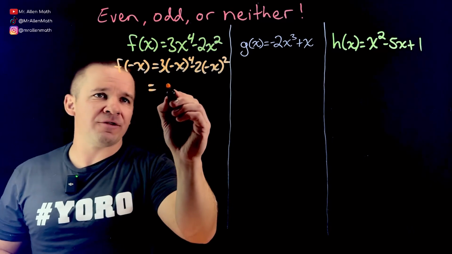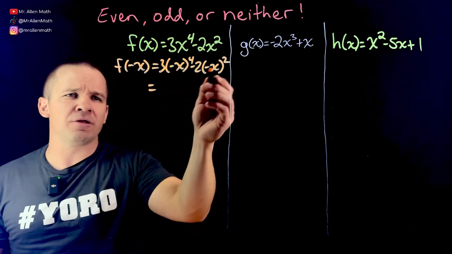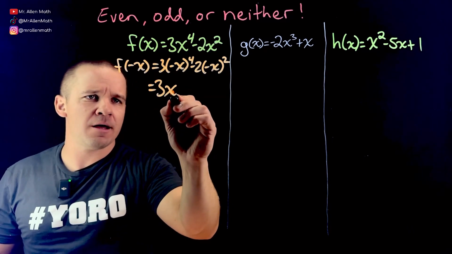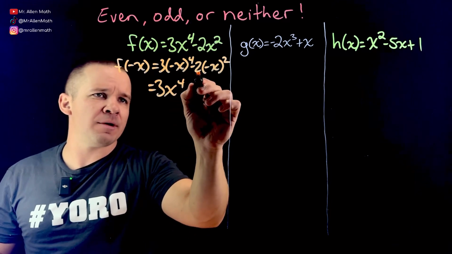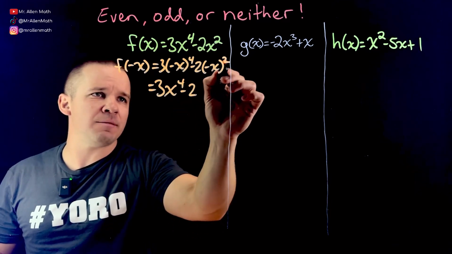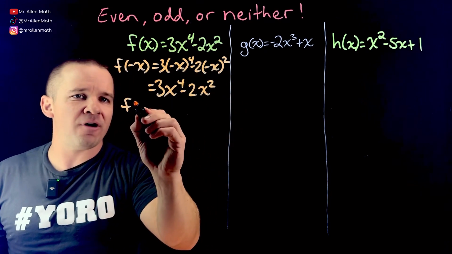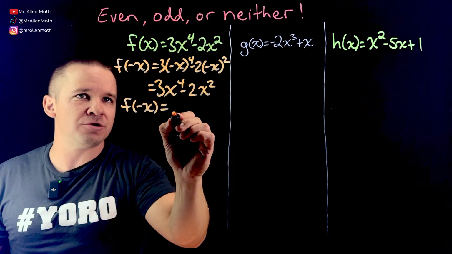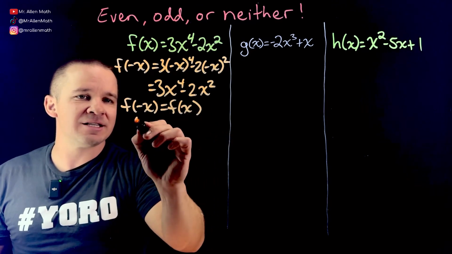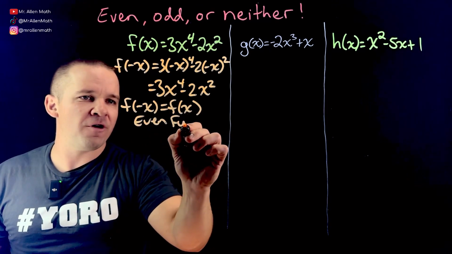And I'm going to have myself, let's see here, negative 1 to the fourth. That's going to be positive, so 3x to the fourth. And here I'm going to have negative 2. That's going to become positive again, so it'll just be x squared. Since f of negative x here is equal to f of x, it is an even function.